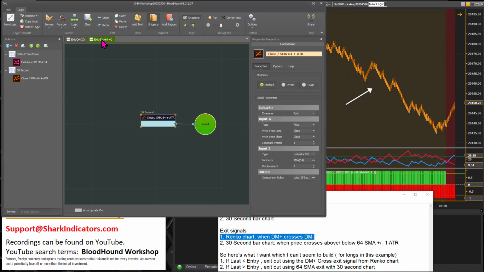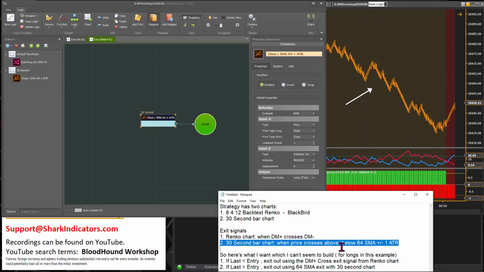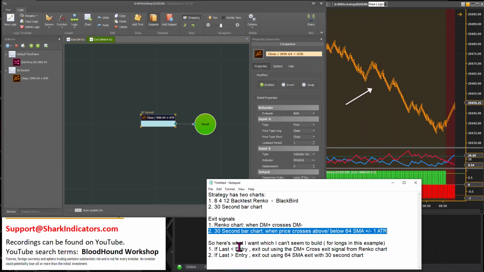And then our exit SMA 64, that's our exit condition number two. So that's it for the Bloodhound portion. The final setup here is going to be in Blackbird. In Blackbird, we can then build out these exit conditions based on whether the trade is profitable or not. So we'll finish this up in Blackbird tomorrow.